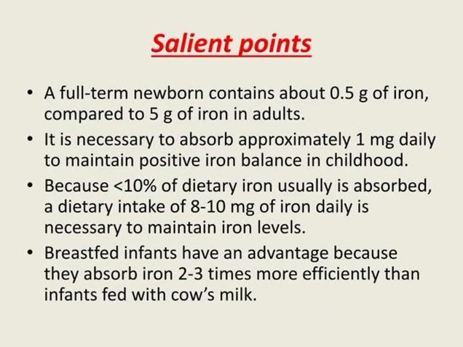Here we can note that full-term newborn babies contain 0.5 gram of iron, compared to 5 gram of iron in adults. It is necessary to absorb approximately 1 milligram daily to maintain positive iron balance in childhood. Because less than 10 percent of the dietary iron is absorbed, a dietary intake of 8 to 10 mg of iron daily is necessary to maintain the iron levels.